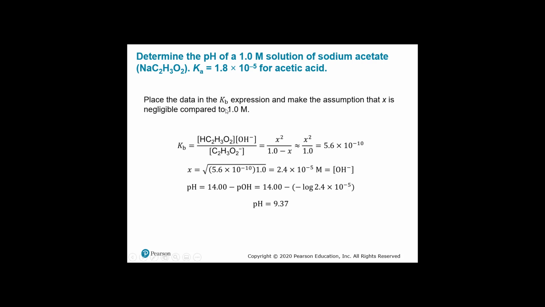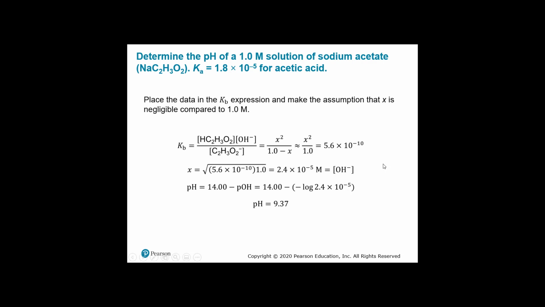Now we set it up, x squared. We're going to make the assumption that this x is small, that we can ignore it, which makes it easier to do this equation. We set this up and solve for x squared. So we do the square root, and that gives us 2.4 times 10 to the negative 5 molar, which is our hydroxide concentration, which is why we did the ICE table, because we need to know the hydroxide concentration. Once we get that, we can take the negative log of the hydroxide concentration. It'll give us a value, and we can subtract that from 14.